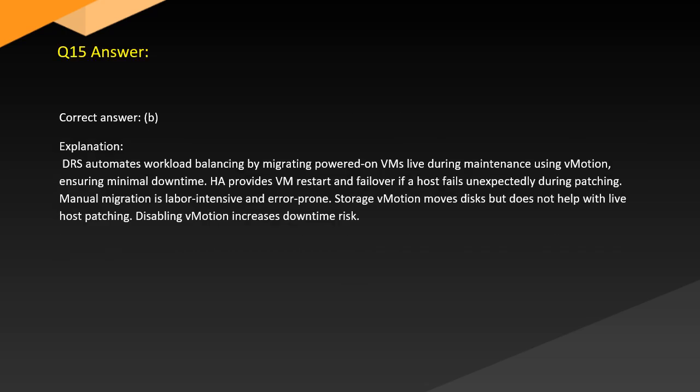Answer. Correct answer: B. Explanation. DRS automates workload balancing by migrating powered-on VMs live during maintenance using vMotion, ensuring minimal downtime. HA provides VM restart and failover if a host fails unexpectedly during patching. Manual migration is labor-intensive and error-prone. Storage vMotion moves disks but does not help with live host patching. Disabling vMotion increases downtime risk.